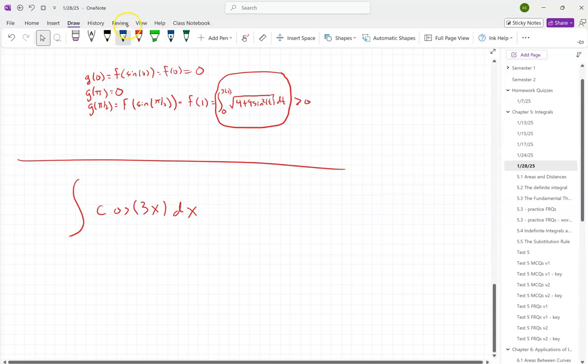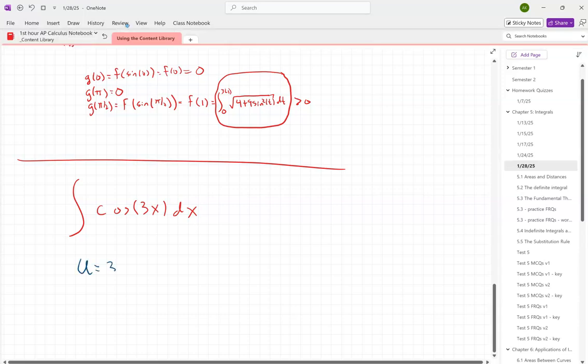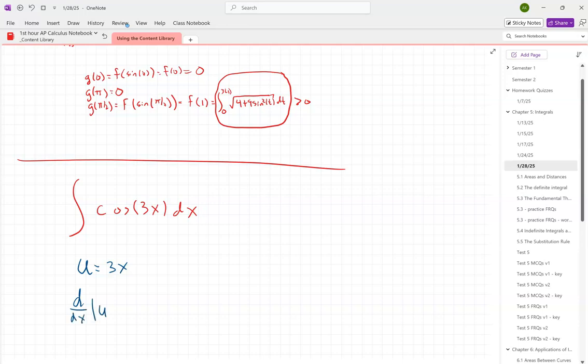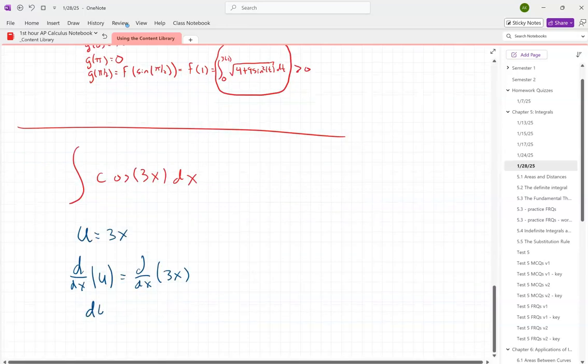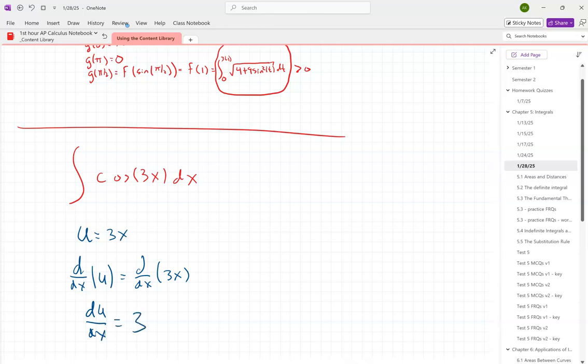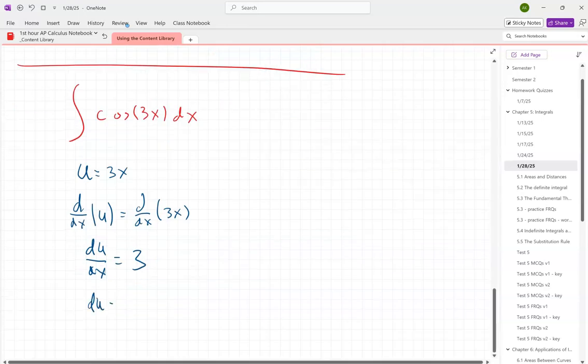Okay. So when I see this, I see a composition of two functions, right? I see the function 3x that's composed inside of the function cosine x. Probably a u substitution problem. So the u I'm going to pick is going to be the innermost function, which is typically what I want to do. If I do the derivative of u, I get du dx, and then I get 3. Right? I treat that kind of like a fraction. That's bad math, but that's the easiest way to think about it.